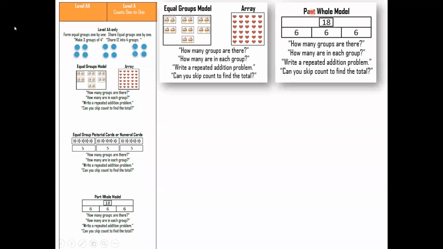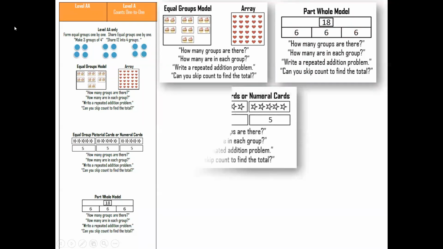Okay, another one's the part-whole model. And this is a good model, very important when developing division. But you let them, they can see the answer, which is 18. They can see the groups, and they can see the number in each group. So again, how many groups are there? There's 3 groups. How many in each group? 6. Write a repeated addition problem, 6 plus 6 plus 6. Can you skip count? Most kids who are struggling aren't going to be able to skip count by 6. But you can say, if you were going to skip count, think how much faster it would be to go 6, 12, 18, and try to count your way through.